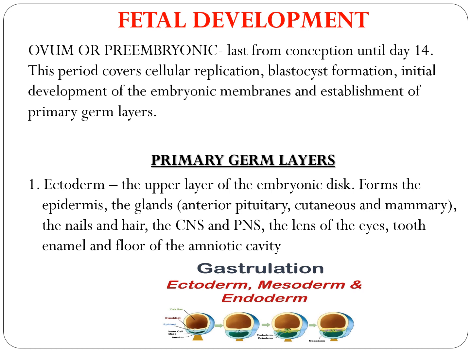The primary germ layer, we have the different parts. The first one is the ectoderm. The upper layer of the embryonic disc forms the epidermis, the glands, which are the anterior pituitary, cutaneous, and mammary, the nails, the hair, the central nervous system, the PNS, the lens of the eyes, the tooth enamel, and the floor cavity of amniotic fluid. That is the ectoderm, the upper layer of the embryonic disc.